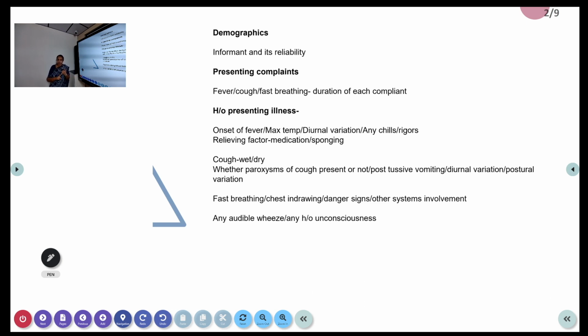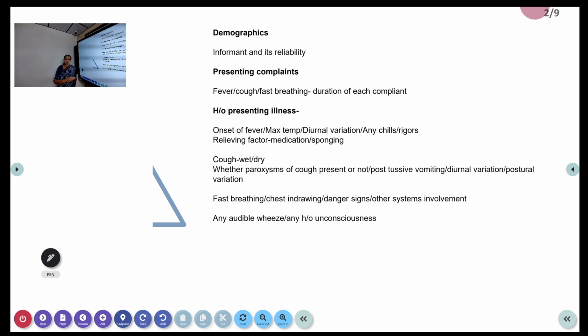One is drowsiness or altered sensorium. Then presence of any seizures or jerky movements, any bluish discoloration. Then ask for history of any stridor or any grunting. Then reduced urine output also you can ask. So ask about this. Then ask about other systems involvement.